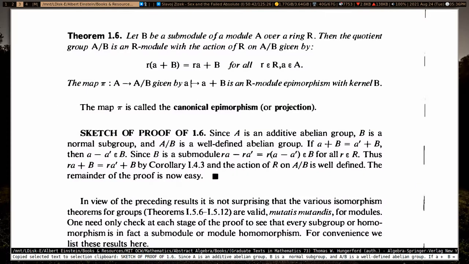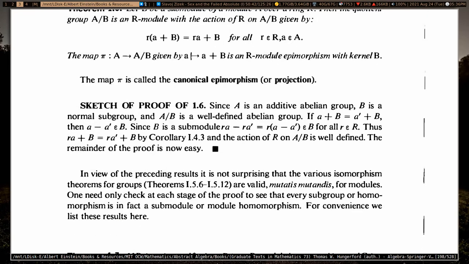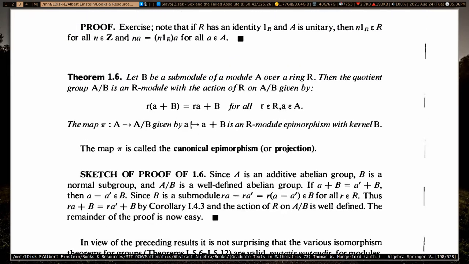Okay, so the proof of this theorem looks fairly similar to how we've done exactly this proof in R10 for the canonical map, isn't it? You just deal with the cosets, but here we have to use the fact that you have a module, right? You have the submodule B. So A is an additive abelian group, B is a normal subgroup, and A mod B is a well-defined abelian group, yeah.